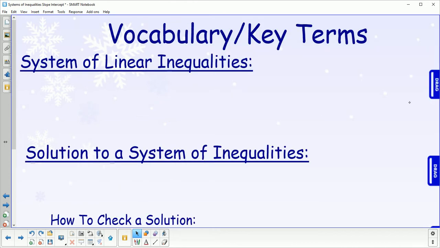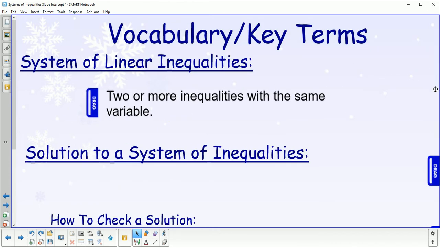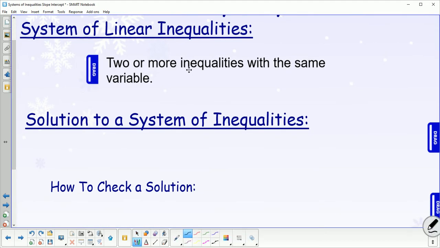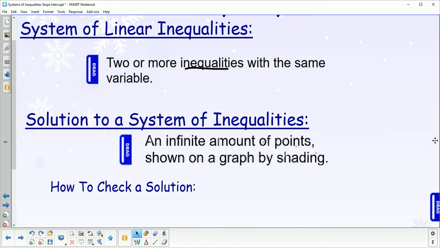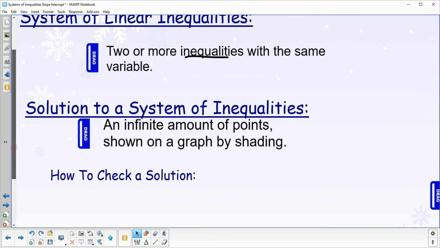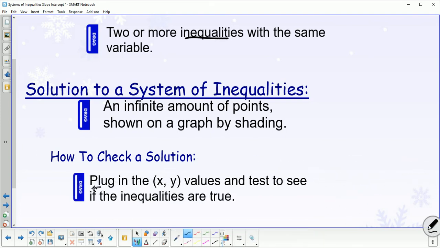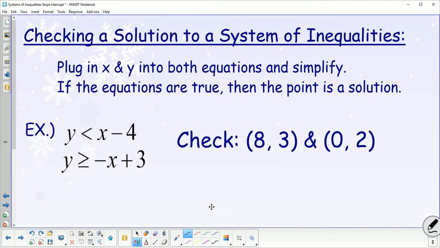A system of linear inequalities then is going to be 2 or more inequalities with the same variables. Pretty much the same definition as a system of linear equations, except for now we talk about inequalities. Our solution is going to be an infinite amount of points shown on the graph by shading. And remember, a solution, same idea, is one that makes your inequality a true statement. And to check that, we just take that point and plug in or substitute the x, y values to test to see if the inequalities are true. And if it is true, then they are a solution. If it's false, it is not a solution.